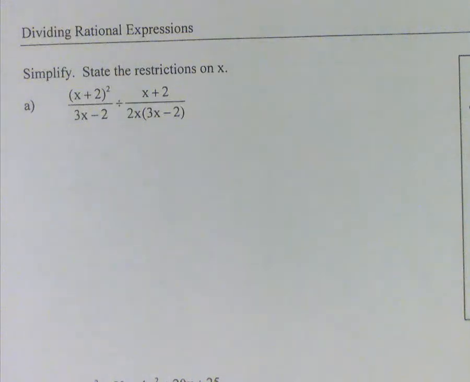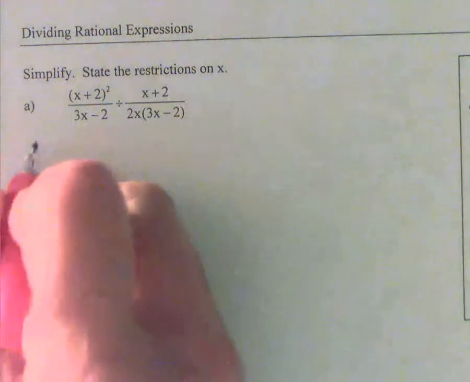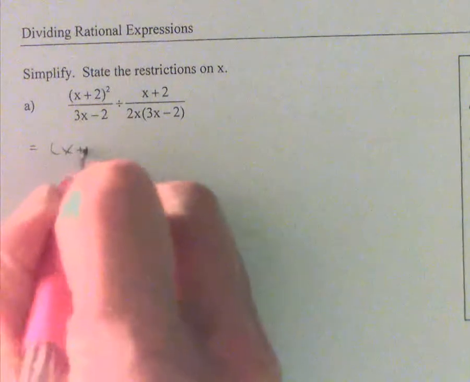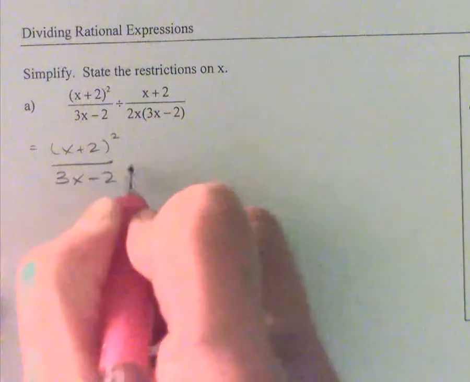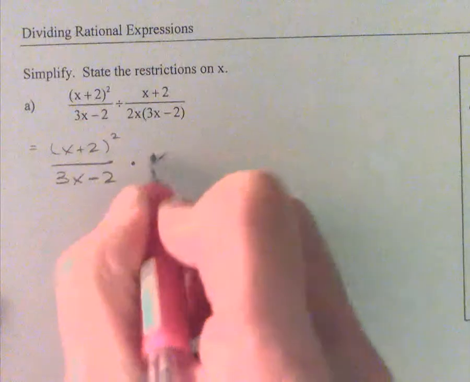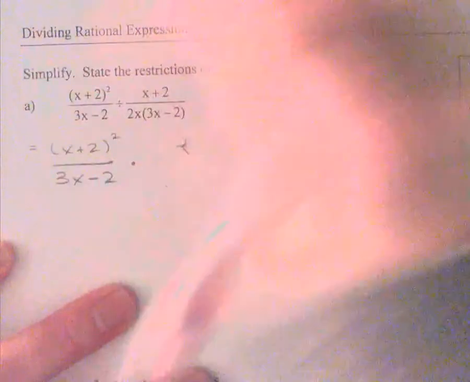Okay, let's look at dividing rational expressions. They work the same way as dividing fractions. So we need to invert and multiply the second expression, and we also really need to make sure that everything is factored. So I'm going to invert first, and I'm going to multiply.